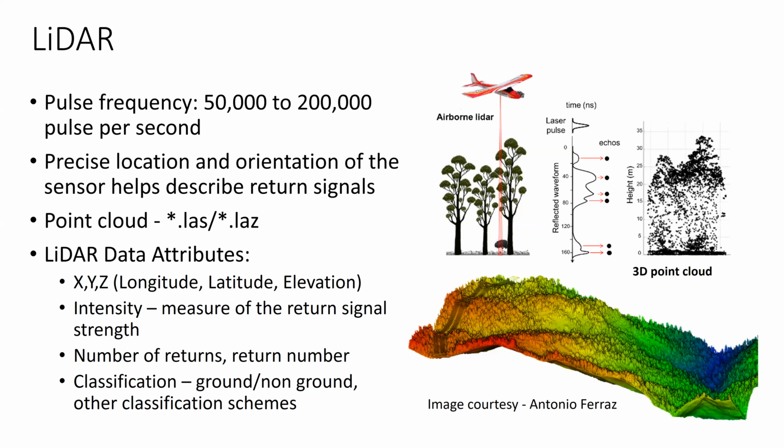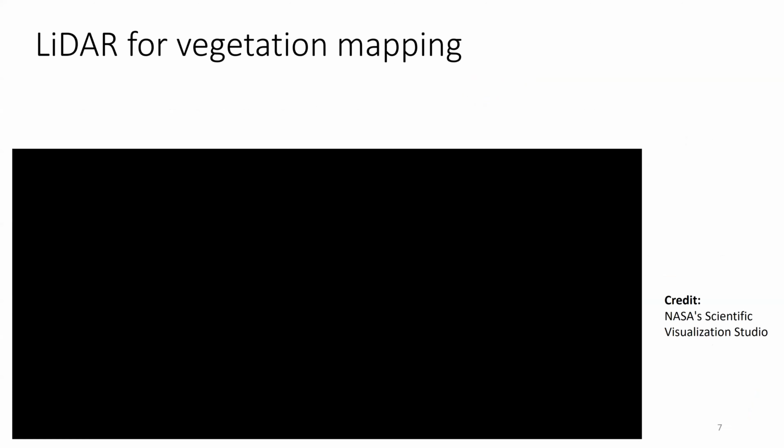And some other information which is available from LiDAR is also the classifications. A lot of the LiDAR products come with what they call classification, which will differentiate between what's a ground point and what's a non-ground point. And in some more detailed classifications, it would say whether the point we're looking at is a tree or a shrub or grass and so on.